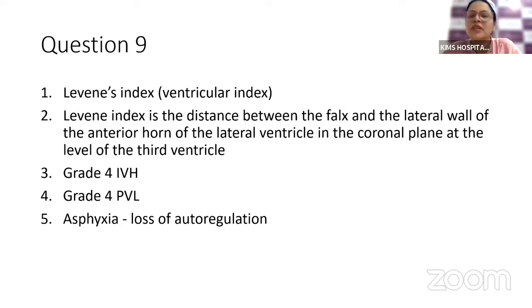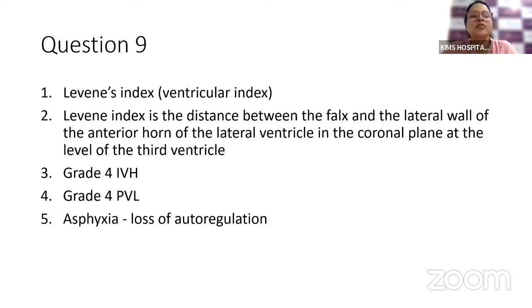So we have to be very specific where we are measuring the ventricular index. It is a distance between the midline falx and the lateral wall of the anterior horn of the lateral ventricle, and it should be measured at the level of the third ventricle. So this Levene's index is used for assessing the severity of hydrocephalus.